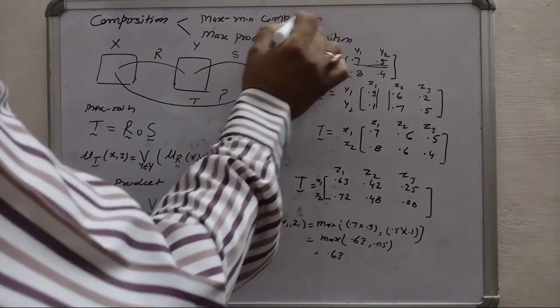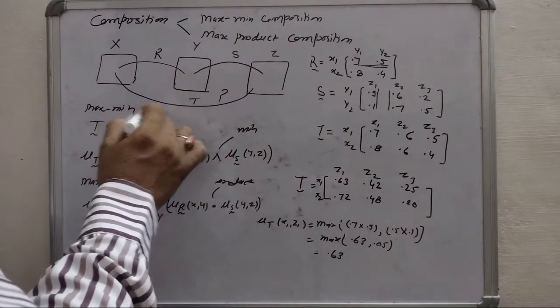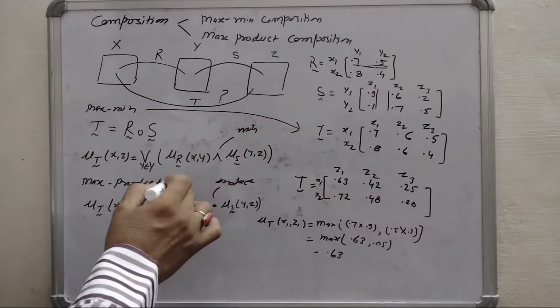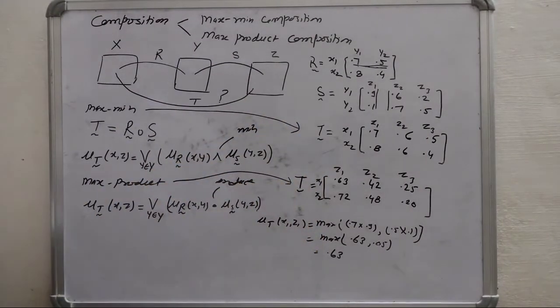and this is the result of max-min composition, this one, and this is the result of max product composition. Now next is the fuzzy tolerance and equivalence relations.